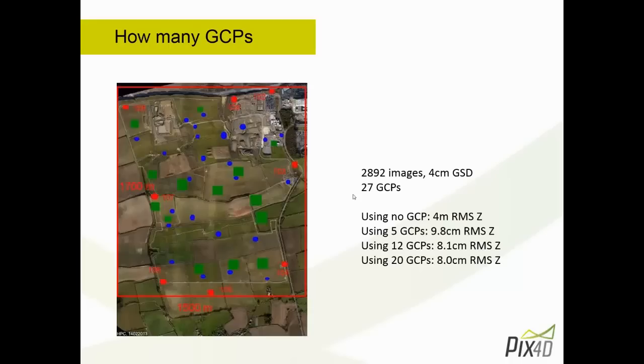So I'd like to share this project that we did together with a client. These are 2,890 images taken in multiple flights using a UAV and a RICOH camera with a 4 centimeter GSD. In this project, 27 GCP were recorded. Using the latest Pix4D Mapper 1.1, which is going to be released end of May, we did some experiments about the accuracy of the different projects using the ground control points.